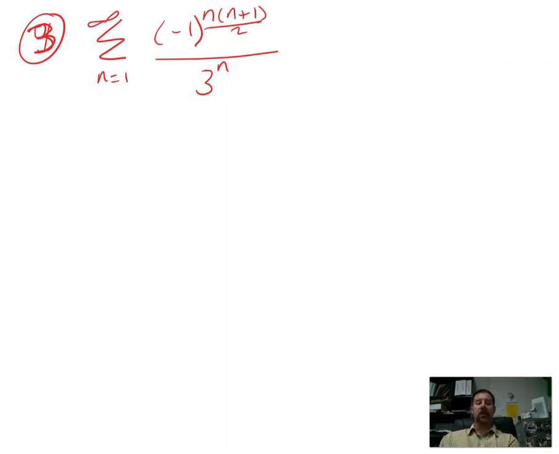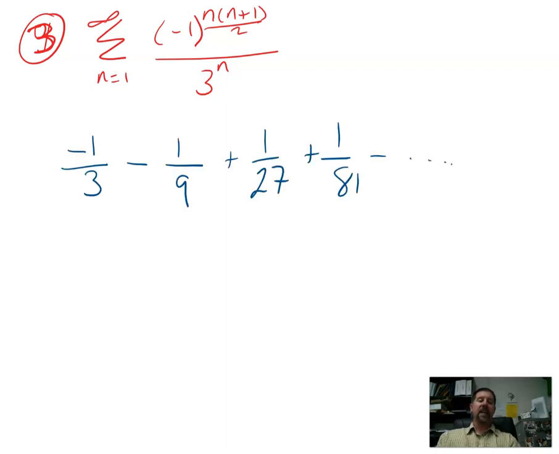Now let's look at the terms, as we see some potential alternating series stuff here. If I plug 1 in, I get 1 times 1 plus 1, so 2. So 1 times 2 is 2, divided by 2 is 1. Negative 1 to the first is negative, so I get negative 1/3. If I plug in 2, I get 2 plus 1 is 3, times 2 is 6, divided by 2 is 3, so negative 1 to the third is still negative, and then over 3 squared is 9. If I plug in 3, I'm going to get a positive, and if I plug in 4, I'm going to get a positive, and I'll let you look through that math. Basically, we're going to get negative, negative, positive, positive, negative, negative, positive, positive.